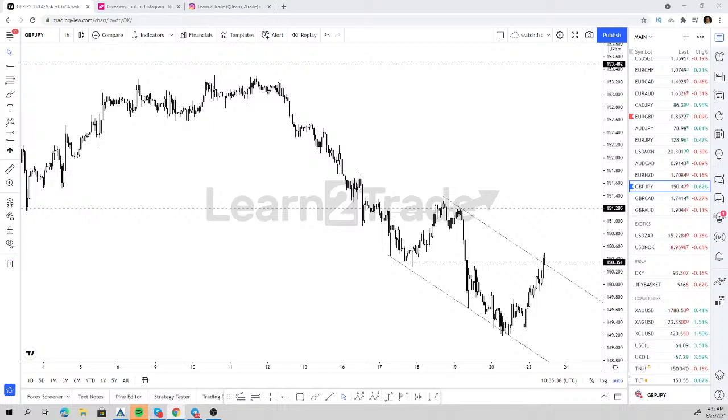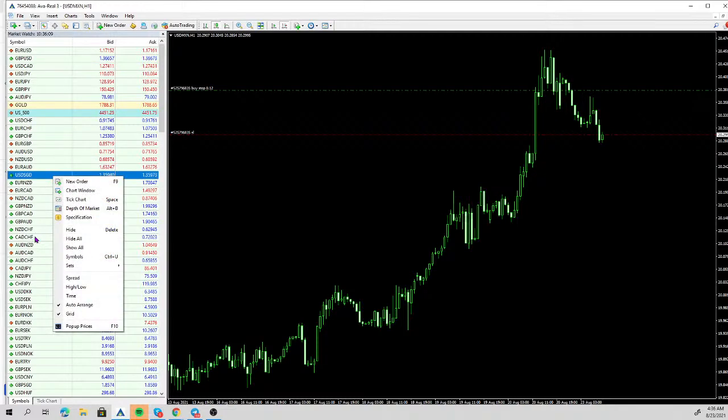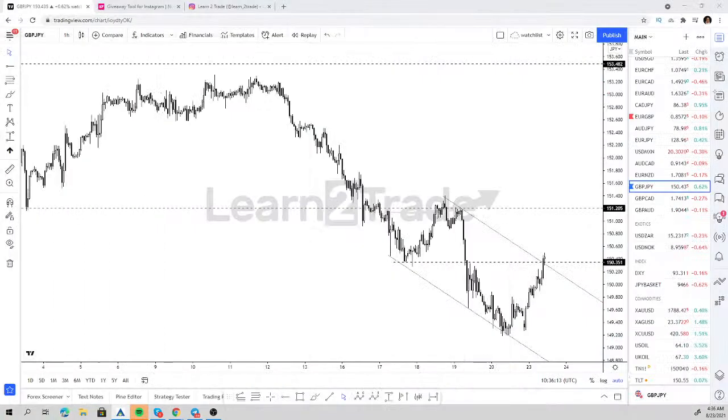Is the US dollar Mexican peso an exotic pair? My broker doesn't have it. Yeah, it is an exotic pair, but I'm going to teach you something right here. If you can't find the US dollar Mexican peso, make sure all the tradable markets on your broker are available to you, visible. So you right click here on the market watch and you click on show all. And if it's not there, then you don't have it, but you must have it.